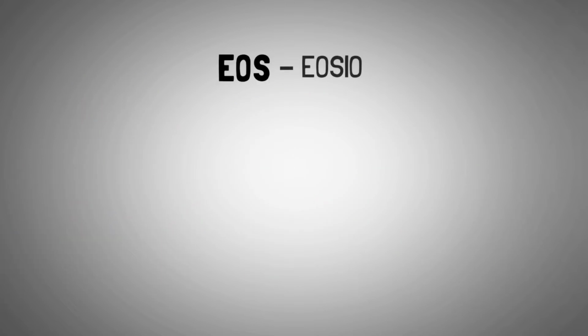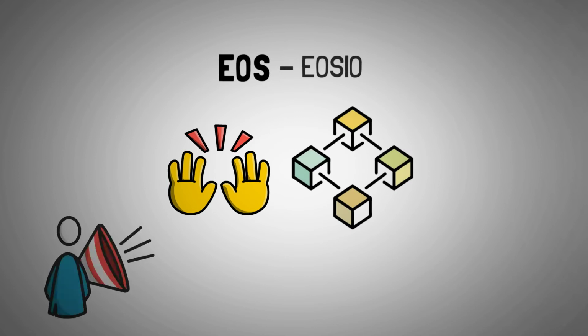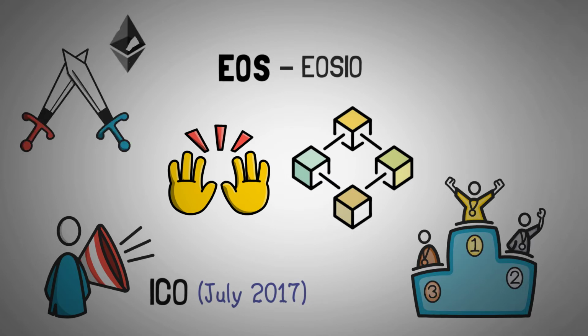EOS, or EOSIO, shook the blockchain world when the first initial coin offering, ICO, was launched in July 2017. Within 2 years of its introduction, EOS has established itself as one of the top 5 cryptocurrencies. It increased competition for both market leaders Ethereum and new entrants like Tron and NEO.